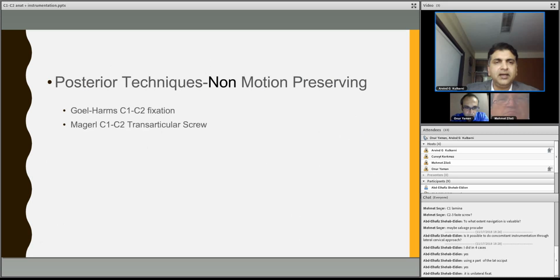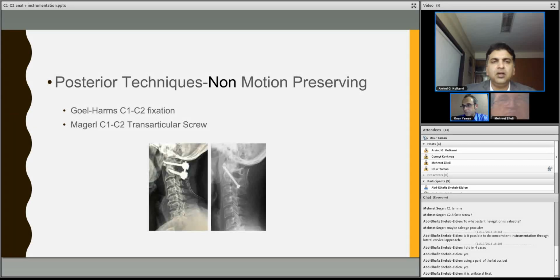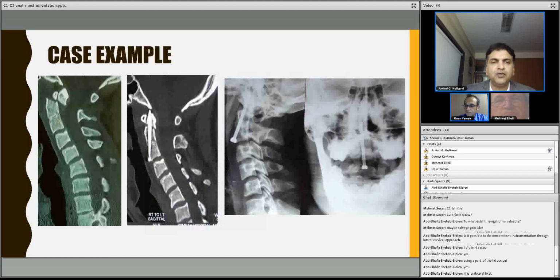So these are techniques where the odontoid fracture is either oblique in a different direction, or a situation where there is a transverse ligament fracture or there is non-union. That is when you do C1-C2 Goel-Harms or a Magerl fixation. So you do either of them if there are contraindications to osteosynthesis of odontoid fracture.